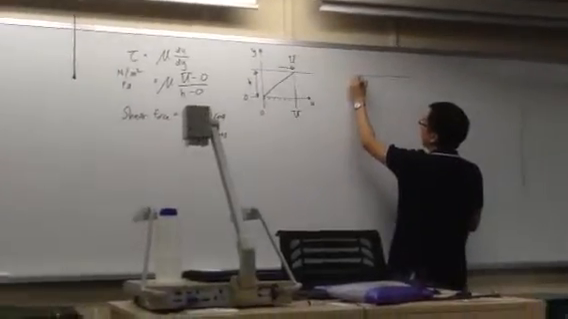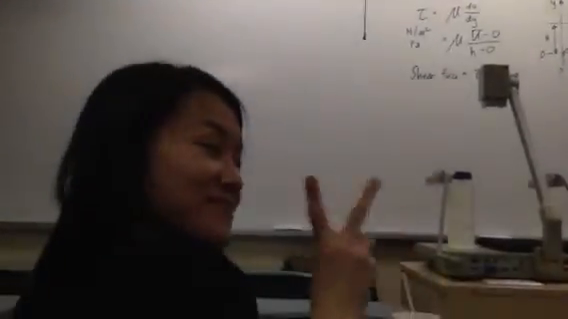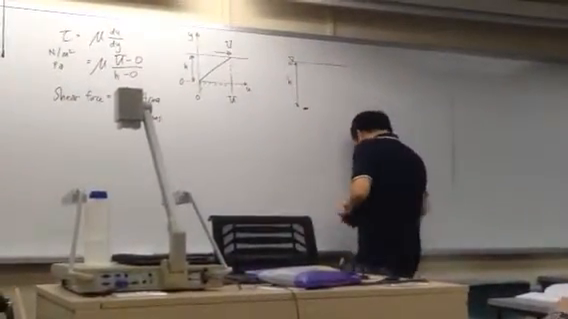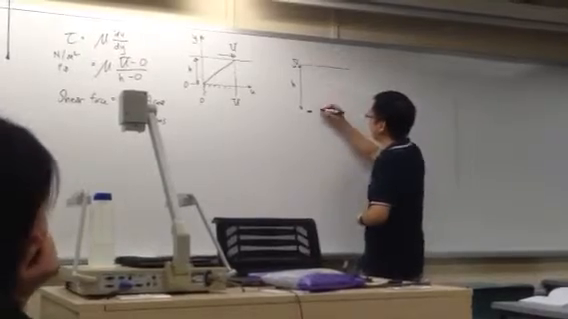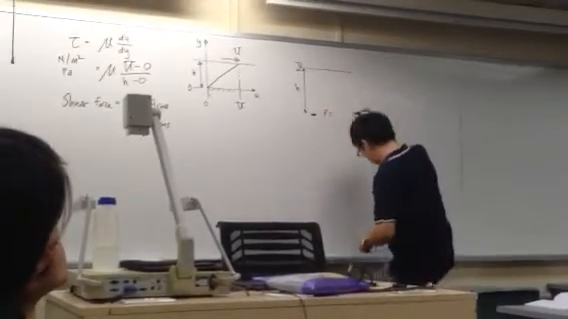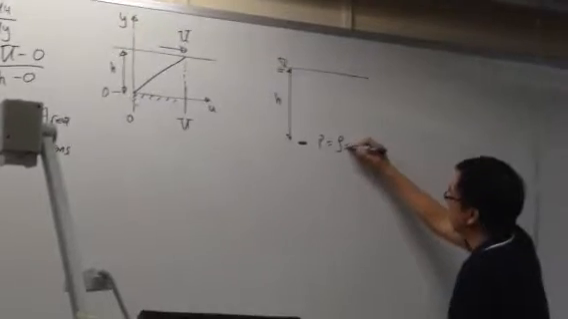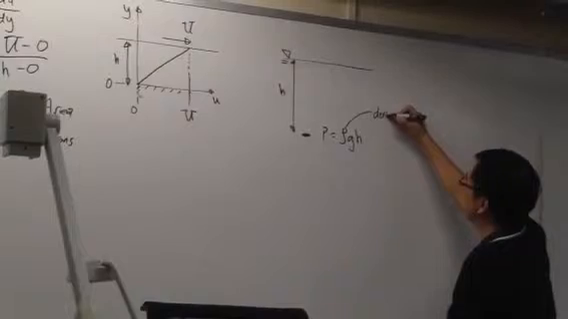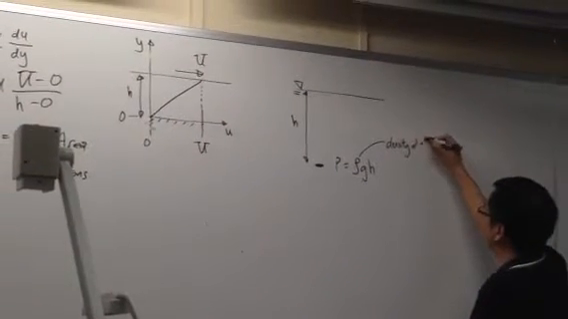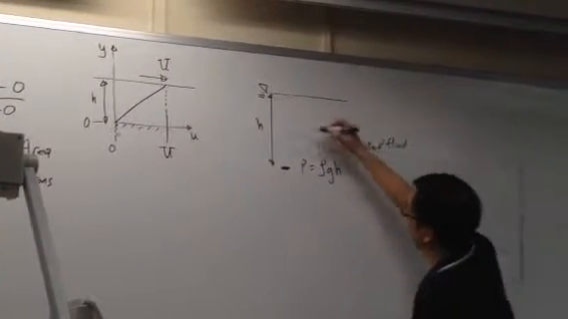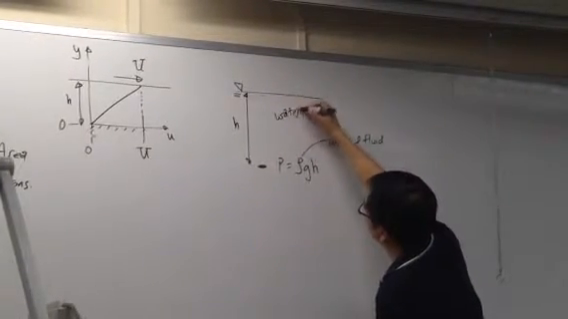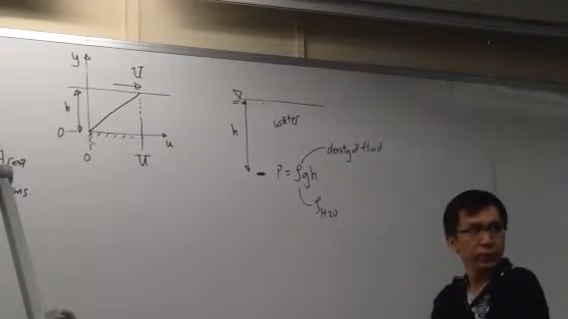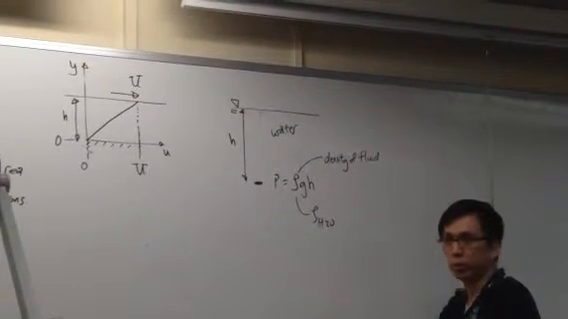So let's say this is the free surface. If there is an object below at a height, the pressure acting at this point will be rho g h. This rho is the density of the fluid. If this is water, then this rho will be the density of water, which is 1,000 kilogram per meter cube.